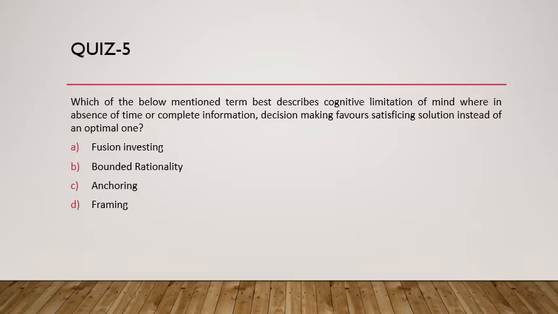Quiz number 5: which of the below mentioned terms best describes the cognitive limitation of the mind, where in the absence of time and complete information, decision making favors a satisficing solution instead of an optimal one? Satisficing has to do with satisfaction, and it's not something where you are looking at an optimal solution. An optimal solution will be used more when you are very rational. So the answer here obviously becomes bounded rationality. This is option 2.